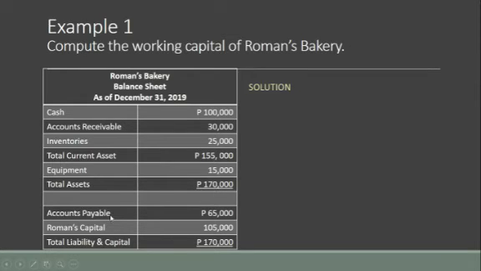So, sa accounts payable, meron tayong babayaran na 65,000 and the Roman's capital or the owner's capital is 105,000. So in total, liabilities and equity or capital is 170,000. For our solution, we use the equation: working capital equals current assets minus current liabilities. So substitute the values. The current assets is 155,000 and the current liabilities is 65,000 na nakuha natin sa financial statement. So in total, meron siyang working capital na 90,000.